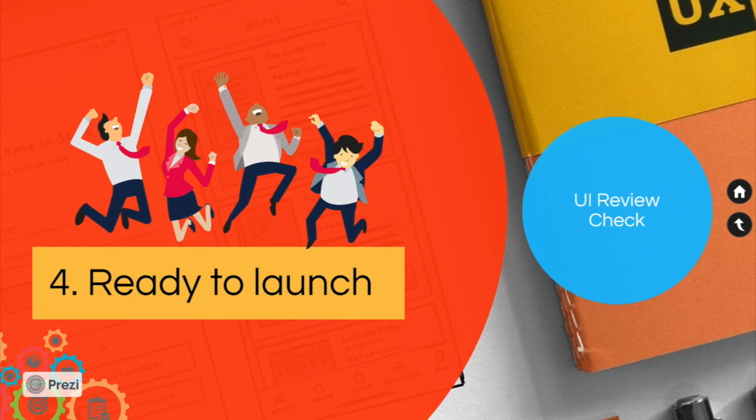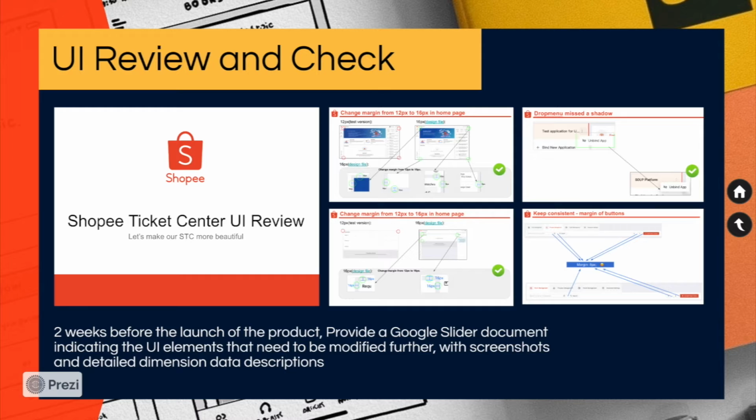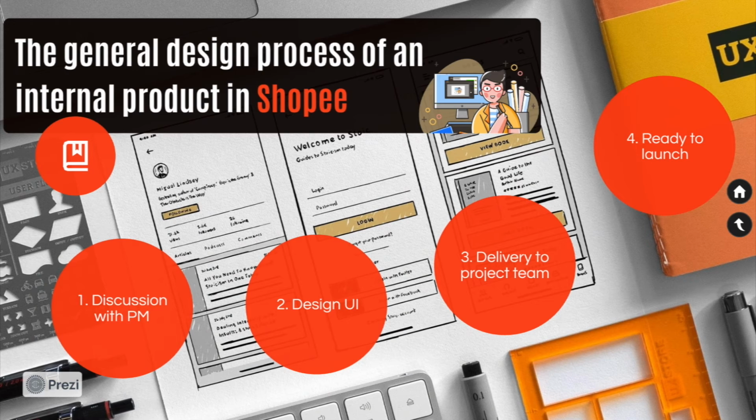Checking the final software launch. About 2 weeks before the launch of the product, the designer will provide a Google Slides document indicating the UI elements that need to be further modified, with screenshots, detailed dimensions, and data descriptions. That's everything about checking the final UI.